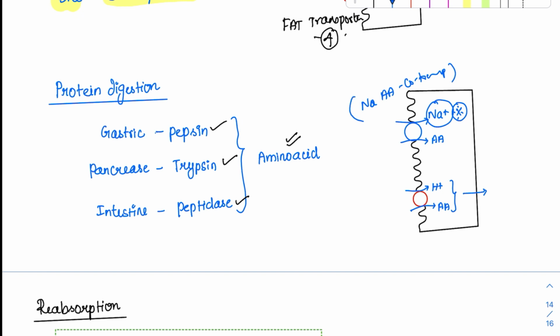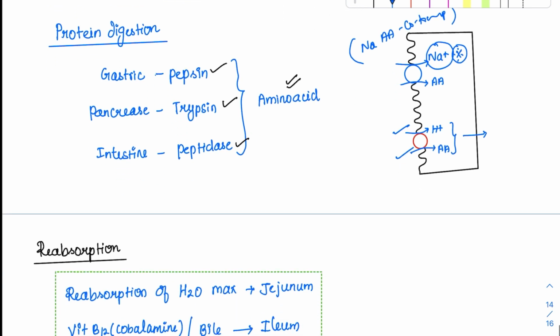Then there is one more transporter which transports hydrogen and the amino acid. This transporter is specifically named PEPT1. This is named the PEPT1 transporter. So this is also important.